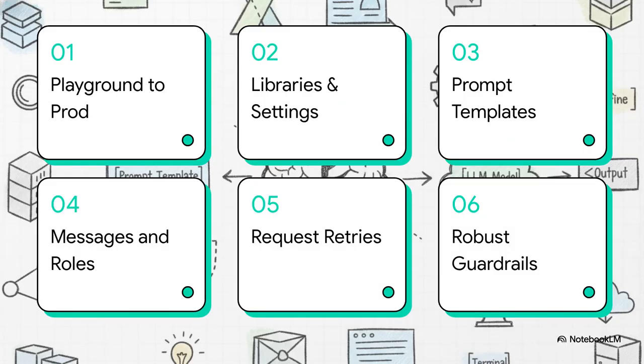Okay, here's our blueprint for today. We're going to cover: 1. Playground to production, 2. Libraries and model settings, 3. Mastering prompt templates, 4. Structuring messages and roles, 5. Production and request retries, and finally, 6. Implementing robust guardrails. Let's get into it.